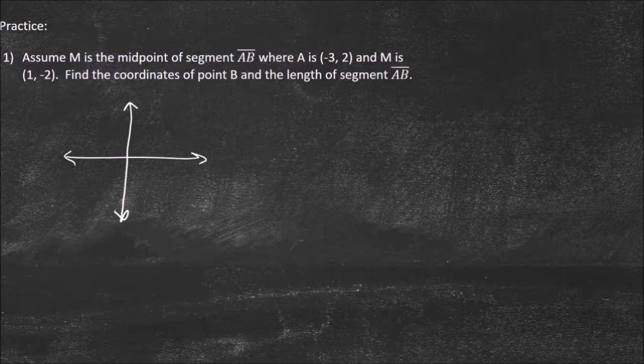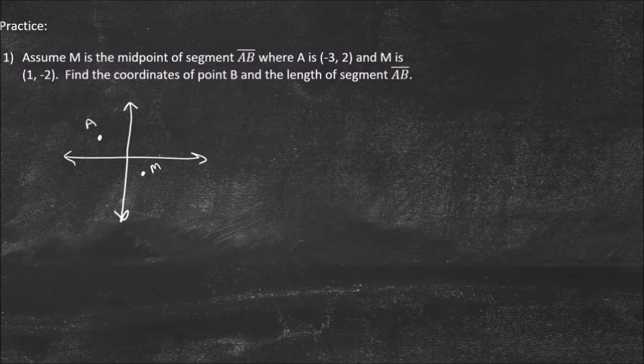So I'm given point A is (-3, 2), so I'm going to write that in. That's about there, we'll say. So that's point A. And I'm given M is (1, -2). Oh wait, no, A is (-3, 2). My bad. So there we have A. And then M is (1, -2).